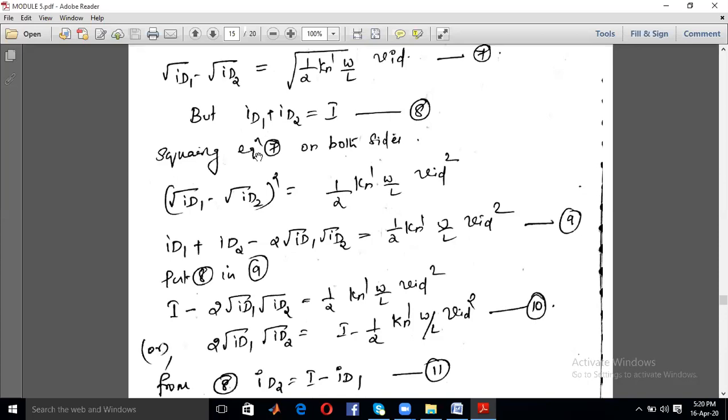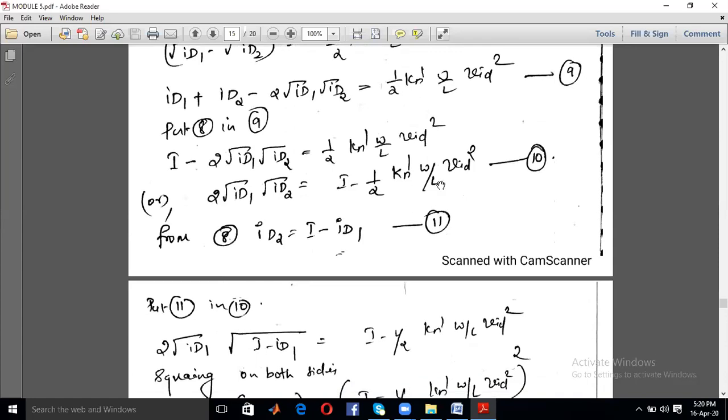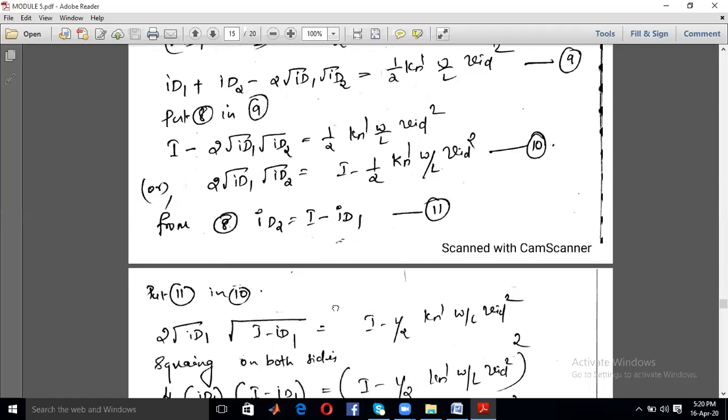Then I found two variables in the equation, out of which I substituted the second variable, that is ID2, with respect to ID1 from equation number 8, that is I minus ID1. So substitute 8 in 10. The equation will become 2 square root of ID1 square root of, instead of ID2 you have I minus ID1, equal to the right side of the 10th equation. So the only thing you have done is replace this ID2 with I minus ID1.